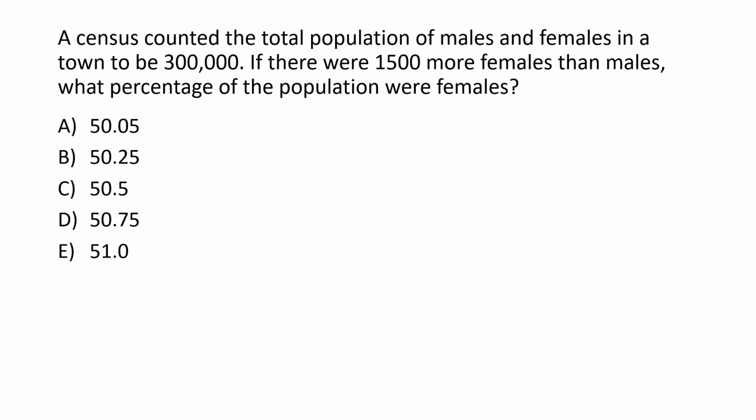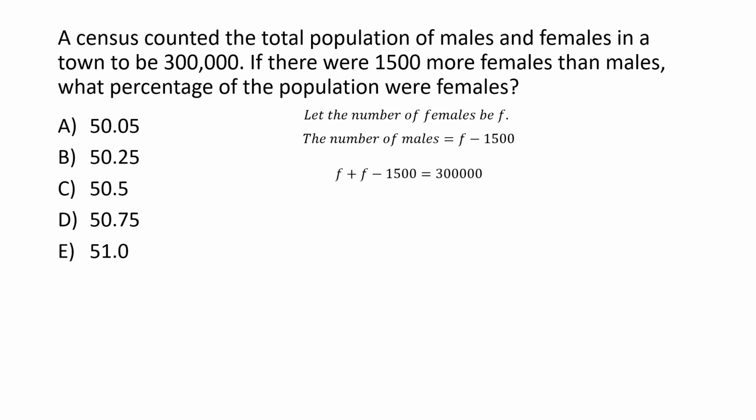So the thing to do here is to let the number of females be some unknown variable f. We know that the number of males will be equal to f minus 1,500, because there are 1,500 more females than males. That means there were 1,500 fewer males than females. And we know that these two should add up to the total population of 300,000. So the equation we can write is f plus f minus 1,500 is equal to 300,000.